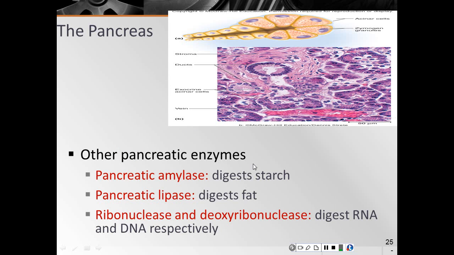So we have other pancreatic enzymes. We have the pancreatic amylase, which is there to digest our starches, our breads, our carbohydrates. Then we have the pancreatic lipase, which digests our fats. We have ribonuclease and deoxyribonuclease, which digest the RNA and our DNA respectively.